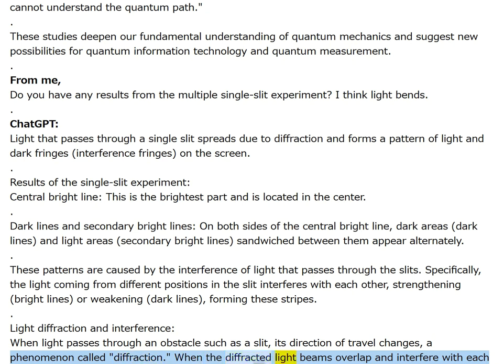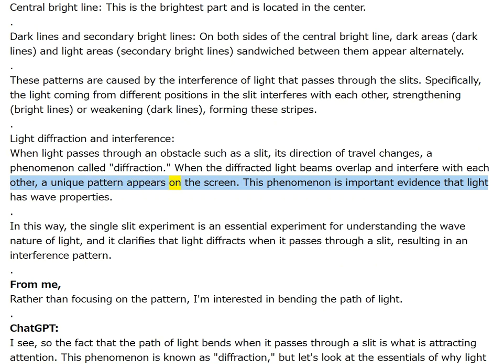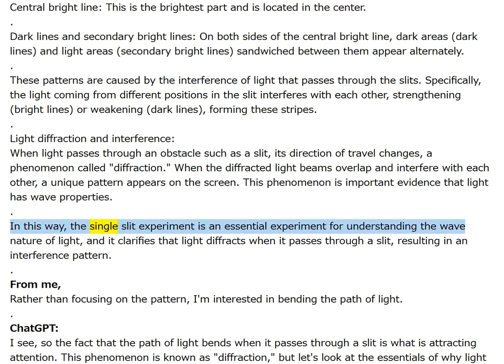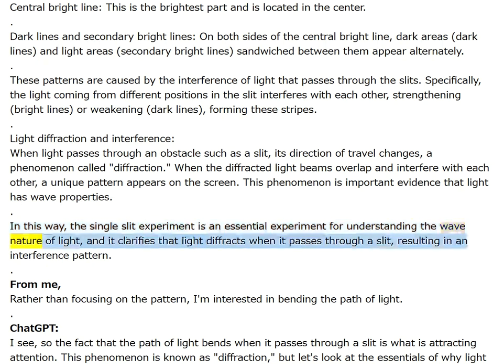When the diffracted light beams overlap and interfere with each other, a unique pattern appears on the screen. This phenomenon is important evidence that light has wave properties. In this way, the single-slit experiment is an essential experiment for understanding the wave nature of light, and it clarifies that light diffracts when it passes through a slit, resulting in an interference pattern.